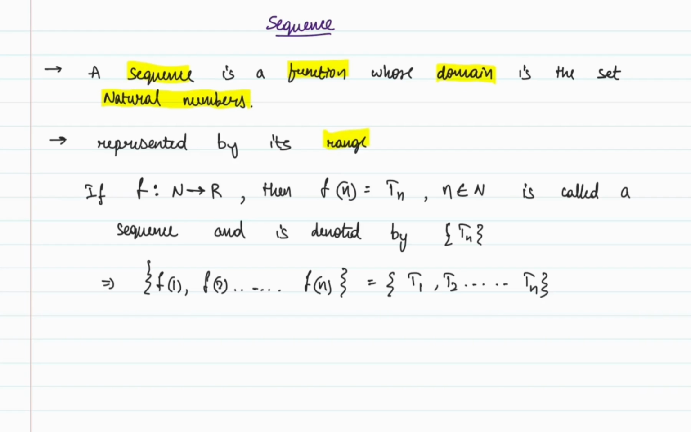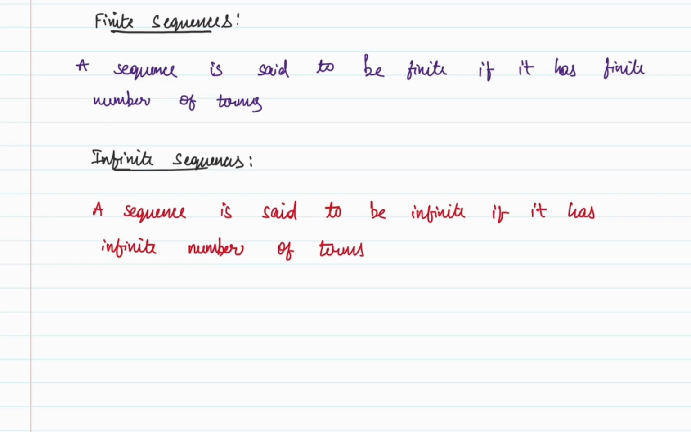In mathematical terms, if we are talking about a function f from N to R, where N is the domain and R is the range, then f(n) equals t(n), such that n belongs to the natural numbers, because that is the domain. Then this is called a sequence and is denoted as a set containing the elements t(n). That means it is a set containing the terms in the range: f(1), f(2) and so on up to f(n), which can also be represented as t1, t2, t3, up to tn, where tn represents the nth term.